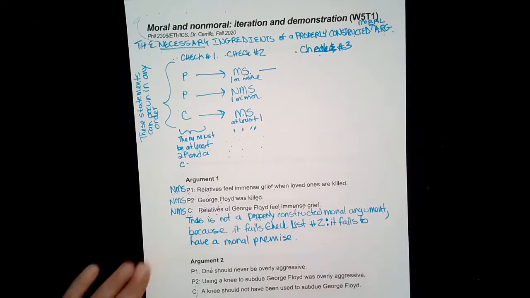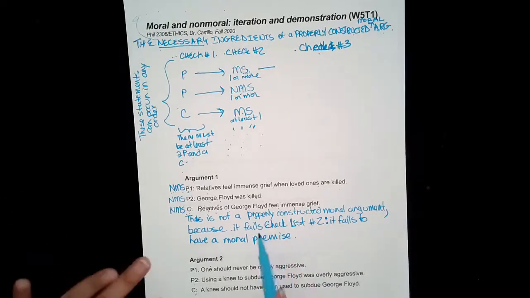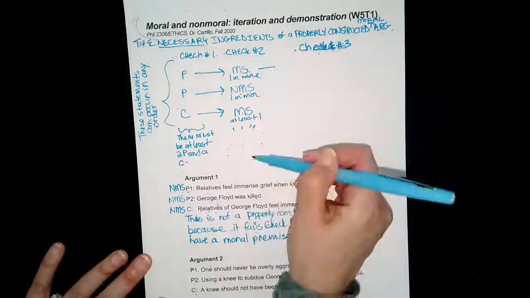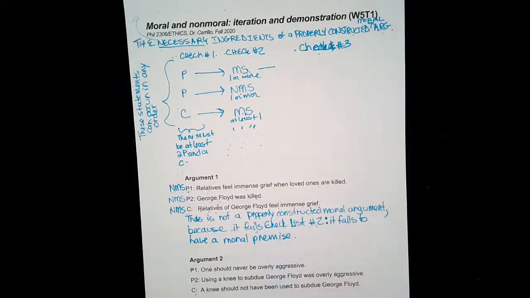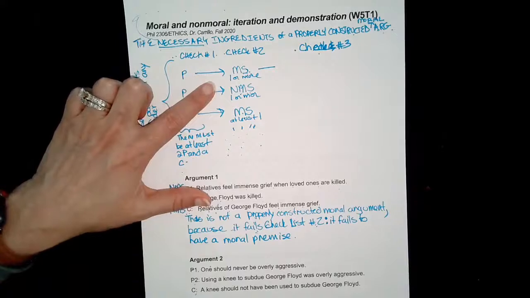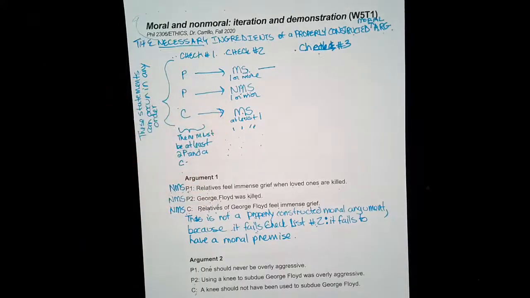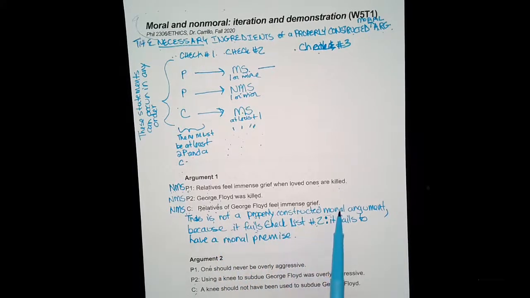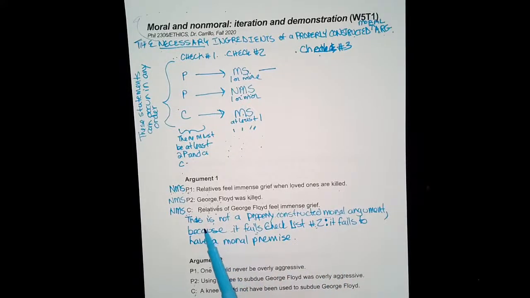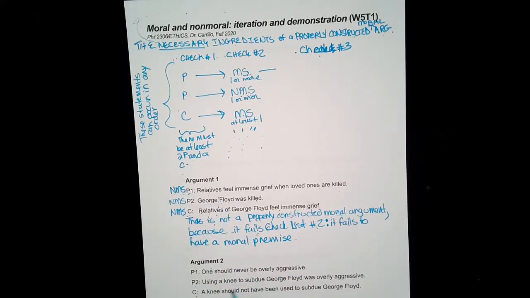That in and of itself is enough. So notice that I elaborate a little bit because there's a lot in checklist 2. You have to tell me in what way it fails checklist 2. It could have a moral premise, but it doesn't have a moral conclusion. All right, so you would put this in your own words, but you could definitely use this as a kind of template. You can say, argument 1 is not a properly constructed moral argument. I've come to the conclusion that the reasoning above is not a properly constructed moral argument.